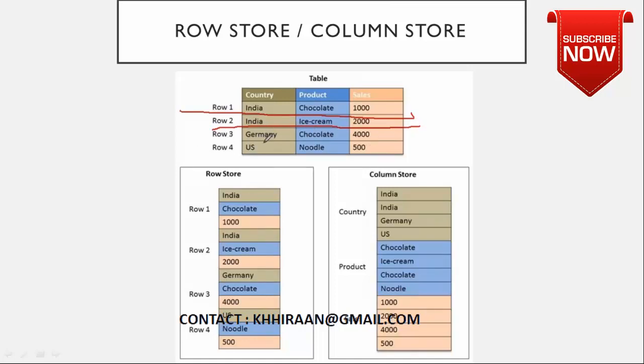So for example, if I want to find out which country has noodles, then the system will go like this. First India, and it will check the product. No, it's not matching noodles. Then it goes to the next record, again checks the data in the particular column, not matching. Then goes here, not matching. Then goes here, it's matching. Then it says this is the record or row number.